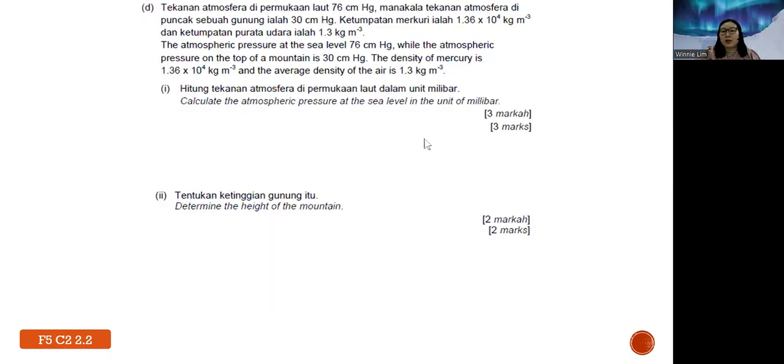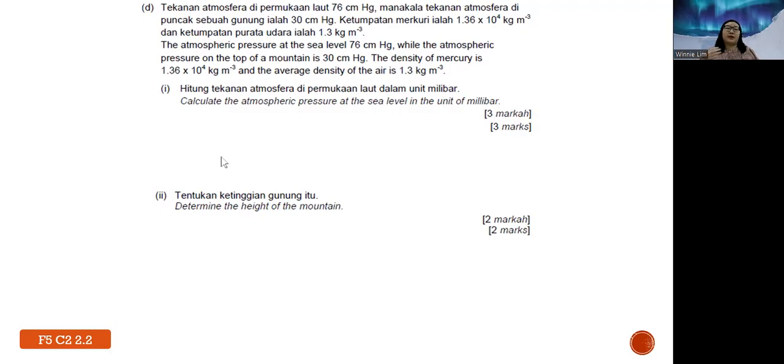Okay, then they always will have 5 marks calculation questions. The atmospheric pressure at the sea level is 76 cm mercury, while the atmospheric pressure at the top of a mountain is 30 cm mercury. The density of the mercury is 1.36 times 10 power of 4 kilograms per meter cube, and the average density of the air is 1.3 kilograms per meter cube. Calculate the atmospheric pressure at the sea level in units of millibar.